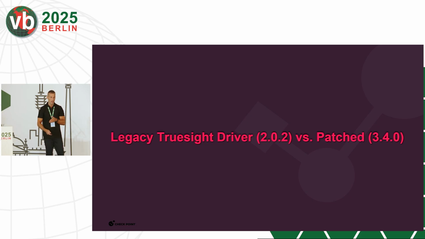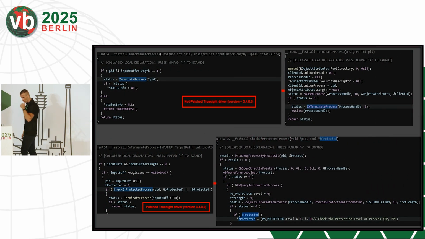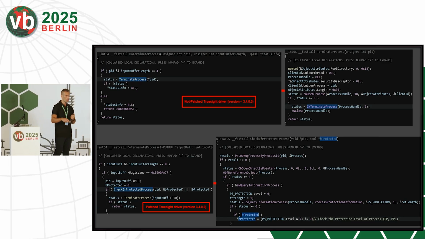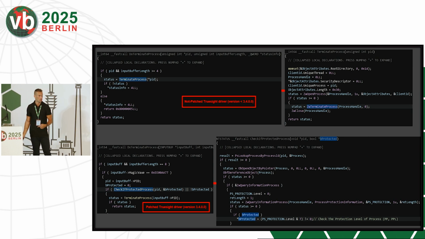And if we compare the legacy TrueSight version 2.02 with the patched version 3.4.0, what the developer did to prevent the abuse, we can see that in the unpatched version, when the IOCTL terminate process was invoked, it directly went to the ZwTerminateProcess kernel function. But the patched version added another check, and it checks if the process to be terminated is running as a protected process. And if it's true, the termination is aborted.